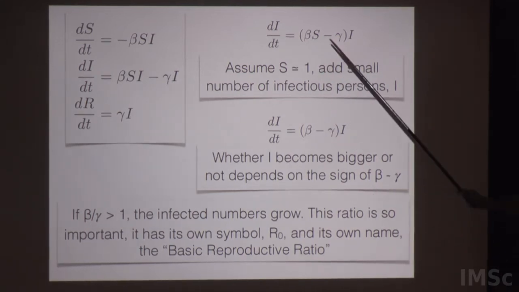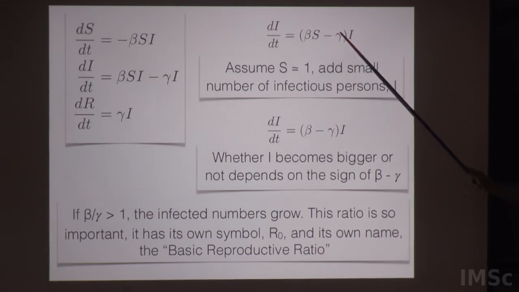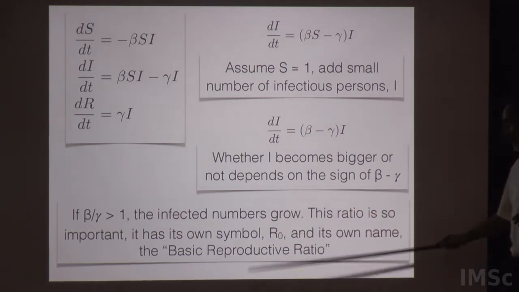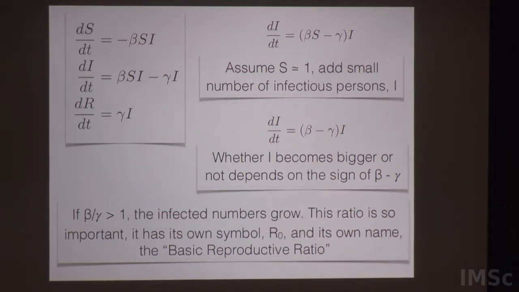Having written that down, you can see that this depends upon the sign of beta S versus gamma. Now S is equal to 1, so it's really the magnitude of beta versus the magnitude of gamma as written out here. And that comes down to this: if beta over gamma is greater than 1, infected numbers will grow. If it's less than 1, the infected numbers will come down. And this is the important quantity in this equation, called the basic reproductive ratio.